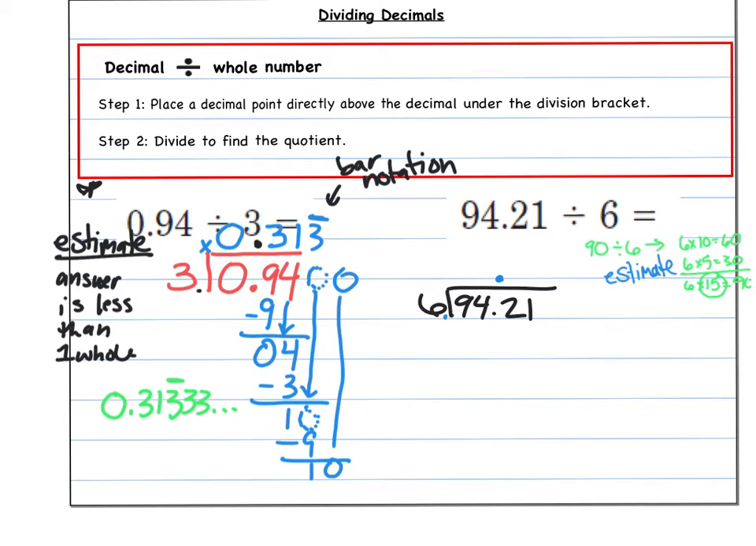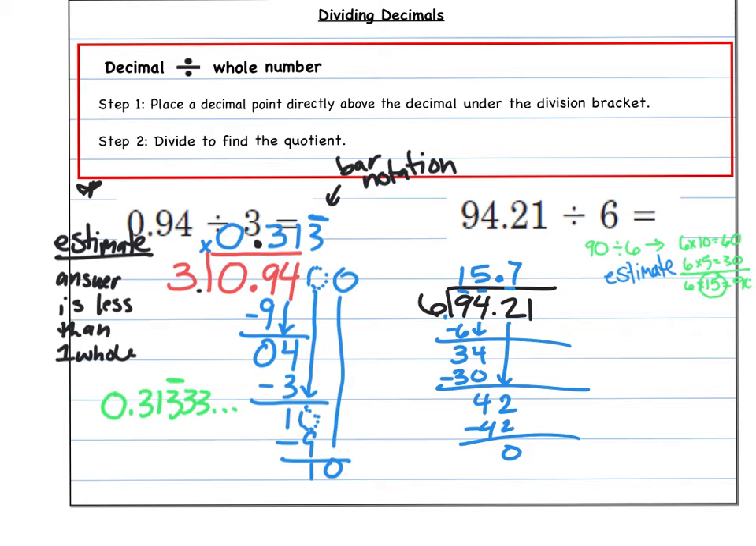I know that 6 goes into 9 once. 3 remaining. I know that 6 goes into 34 5 times for 30 with 4 remaining. Notice I'm bringing down, I'm staying directly above the place I'm working in. 6 goes into 42 7 whole times exactly. None remaining, but I'm not done. I have to finish all the place values here.